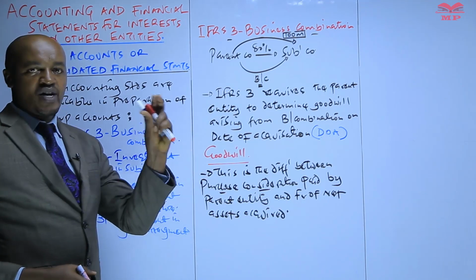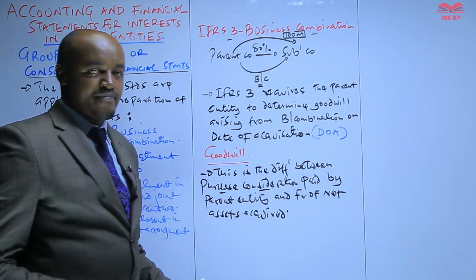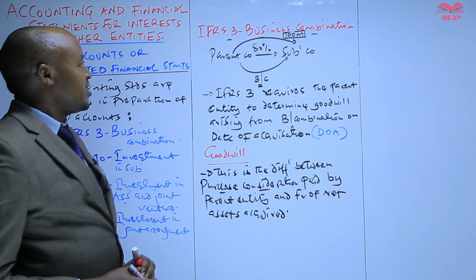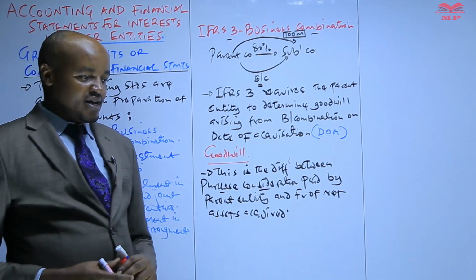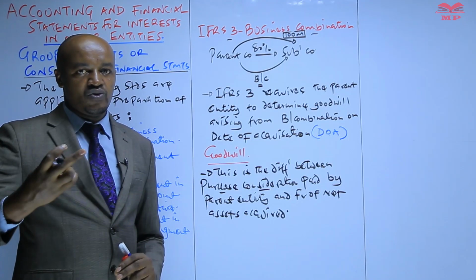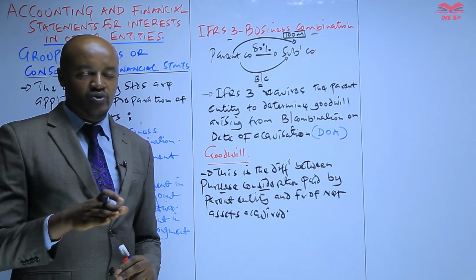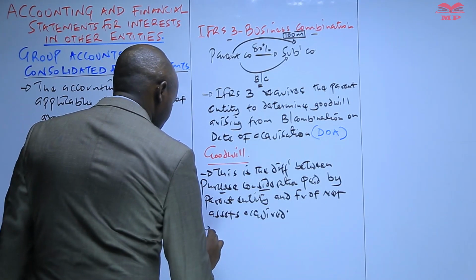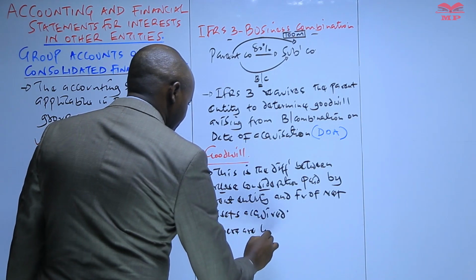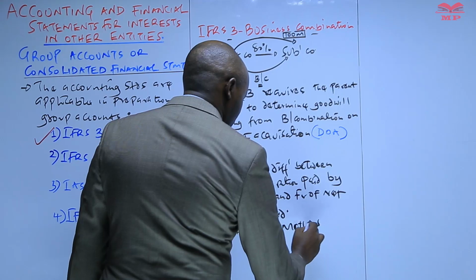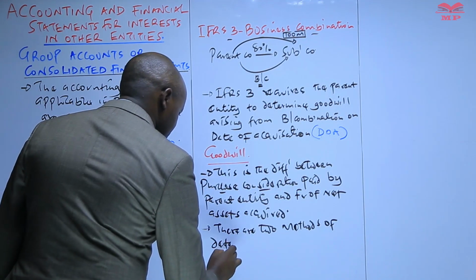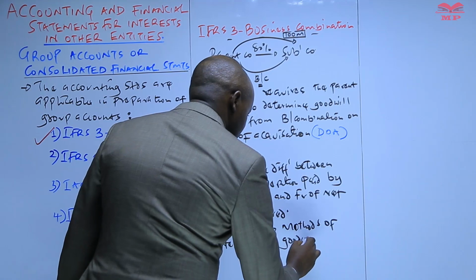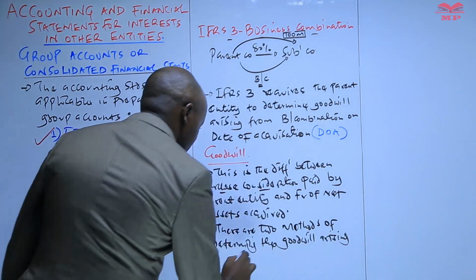Any difference between what has been paid and the net assets which have been acquired by the parent company is goodwill, or it can be a gain on bargain purchase. Now, this particular standard, IFRS 3, outlines how that goodwill should be determined, and it also outlines the two methods the parent entity can use to compute the goodwill arising from the business combination. So we can say that there are two methods of determining the goodwill arising from business combination.